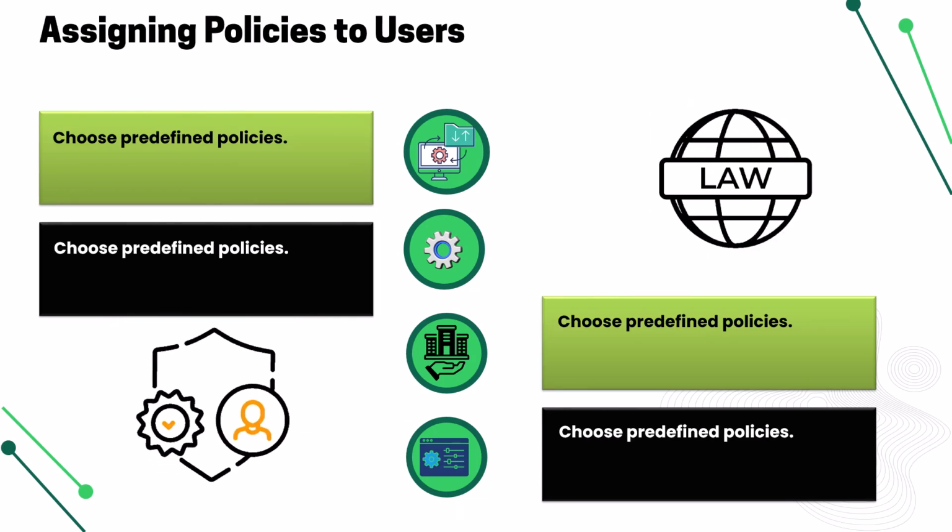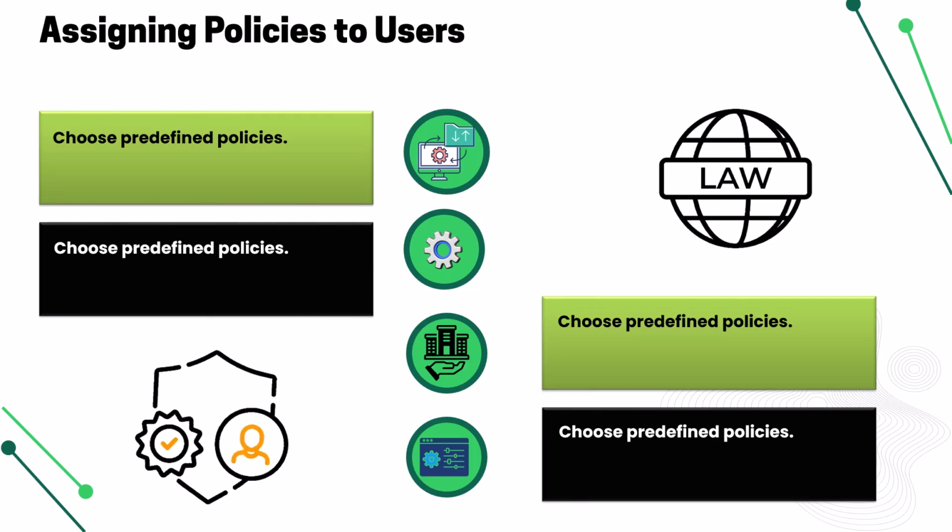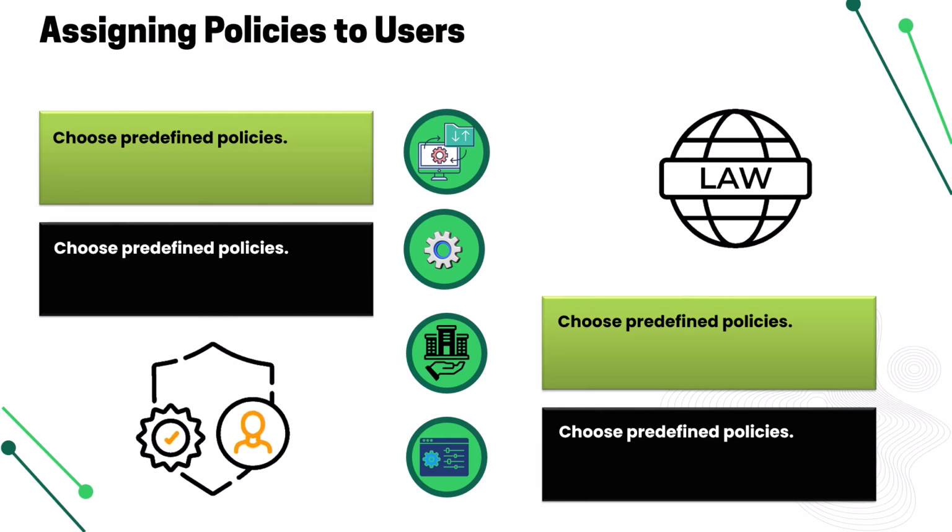Assigning policies is like setting up house rules. AWS provides built-in policies, or you can craft custom ones for specific needs. Attach them to users wisely. After all, you wouldn't want your intern accidentally deleting your production database.